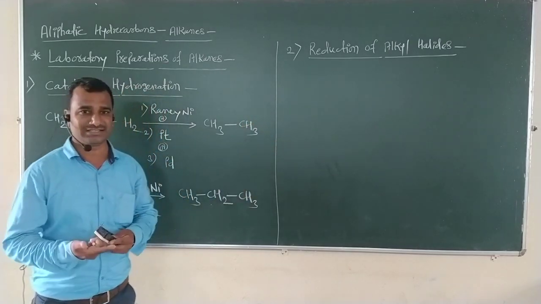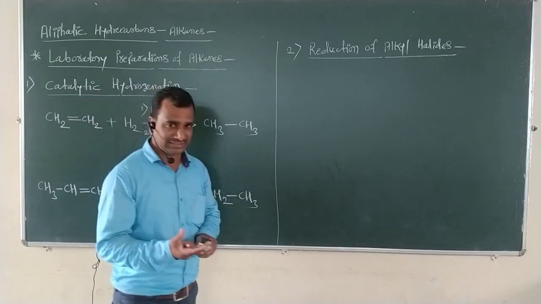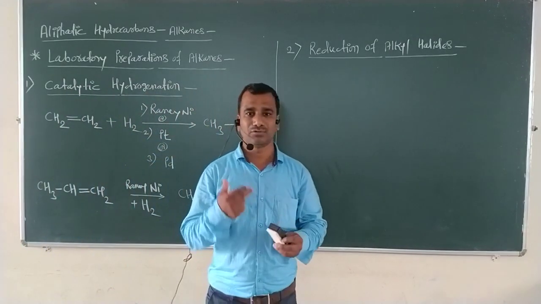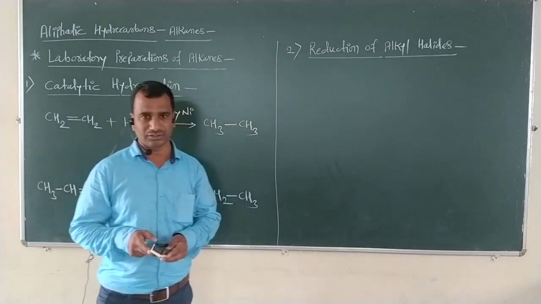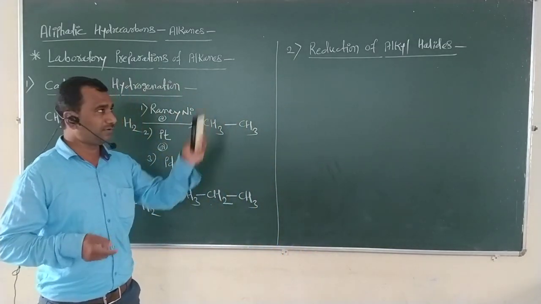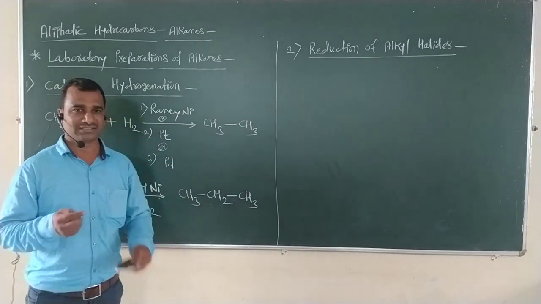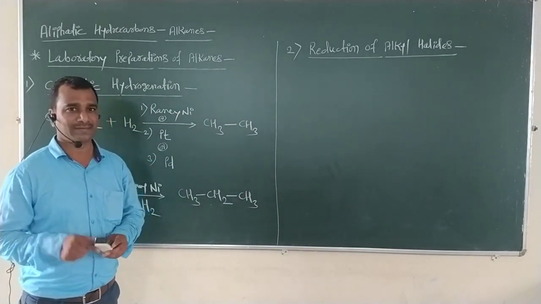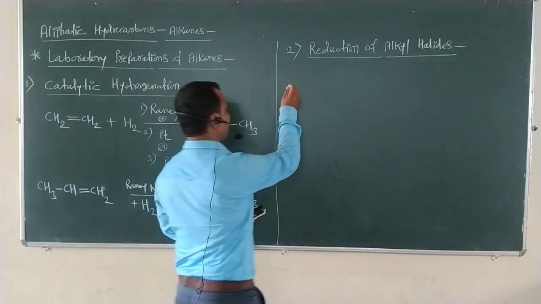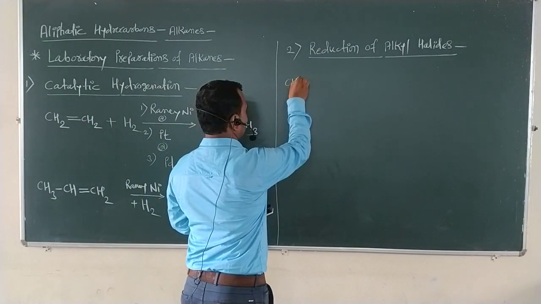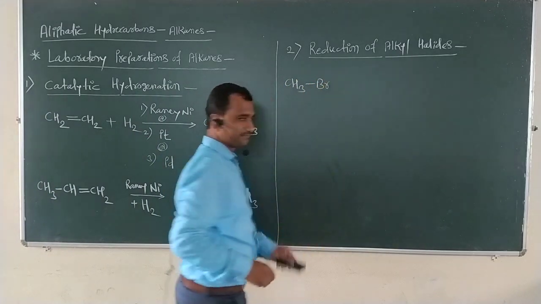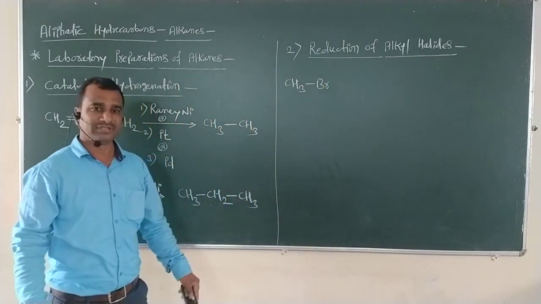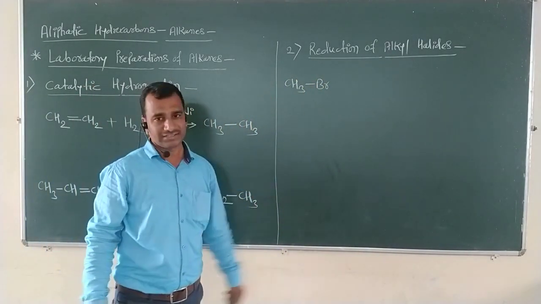Reduction of alkyl halides. We have to take a suitable alkyl halide and react it with some type of reagent. By reacting these two reactant molecules, you will get the alkanes. For this purpose, I take a simple reactant molecule. For example, if I take methyl bromide.